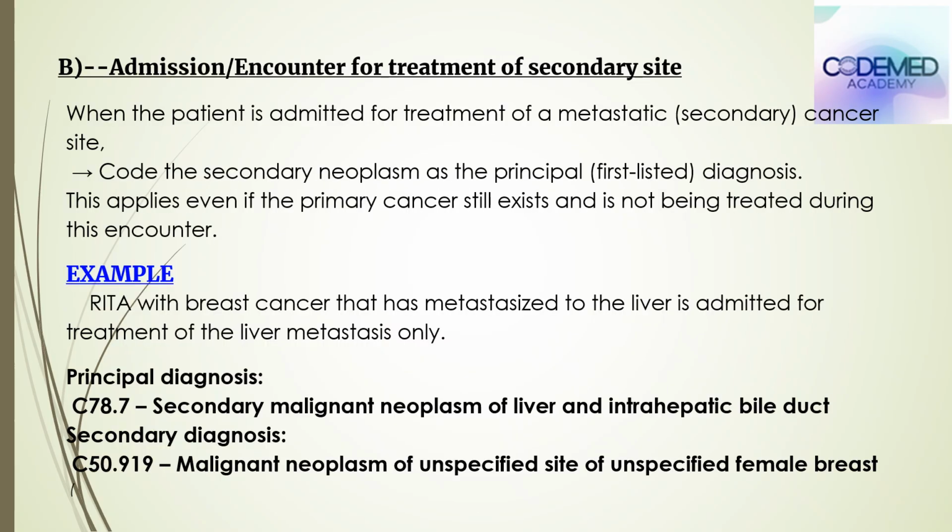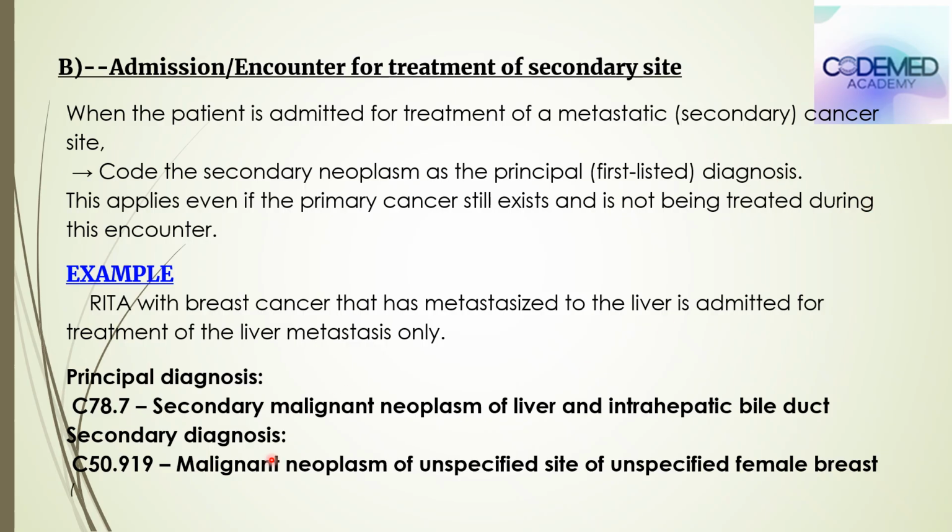So let us see the next guideline, admission encounter for the treatment of the secondary site. When the patient is admitted for the treatment of the metastatic cancer, code the secondary neoplasm as the principal diagnosis. This applies even if the primary cancer still exists and is not being treated during the encounter. Basically, when you are writing the secondary neoplasm as a principal diagnosis, you are trying to tell that the patient has come for the treatment of the secondary neoplasm.